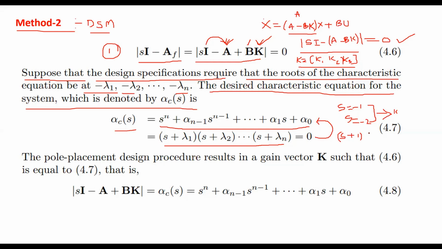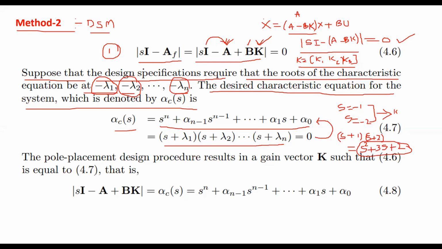S is equal to minus 2 is nothing but, again, I can write one more factor, s plus 2. Multiply both the factors, and I get s square plus 3 into s plus... So this polynomial we can obtain from the closed loop poles like this. That is alpha c of s. Here he has assumed that the poles should be eigenvalues. Therefore, he is going to take lambda 1, lambda 2, and lambda 3 like this.